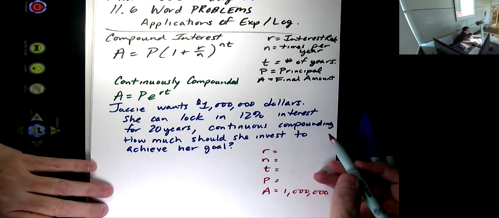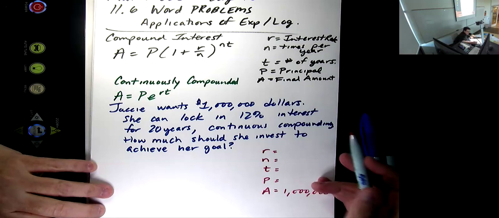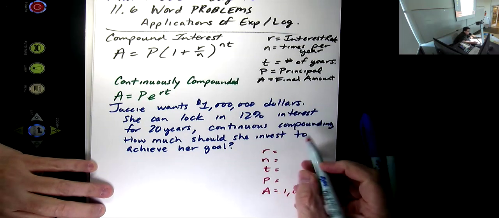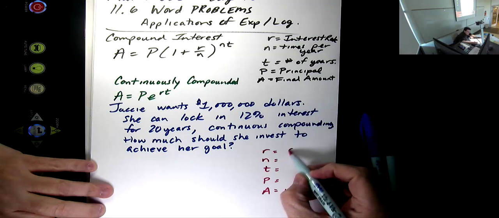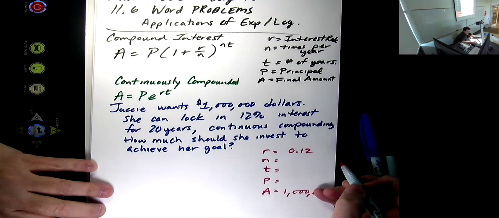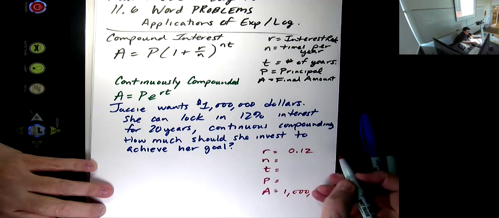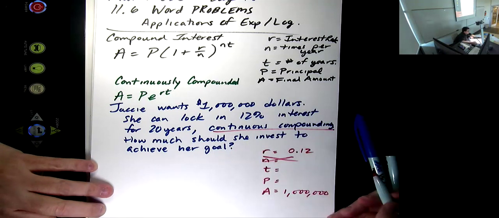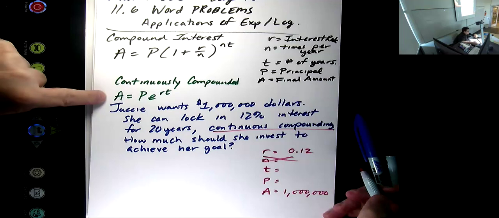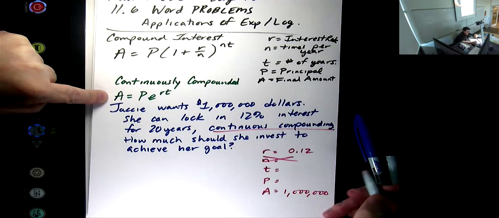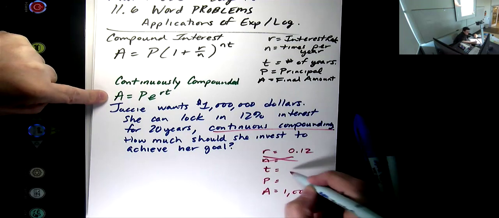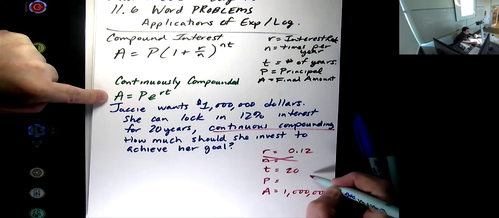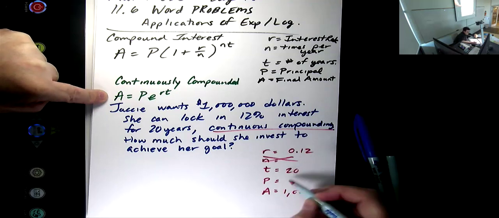What's R? 12%, we do it as a decimal, it's what? Point. What's N? It doesn't say. It's continuously compounded, which means we don't need N. We're gonna use this formula and there is no N. What's T? 20 years. What's P? Not stated. Unknown. P is the unknown.